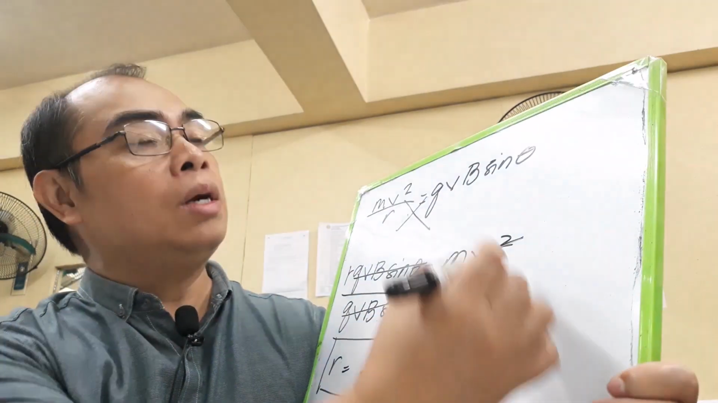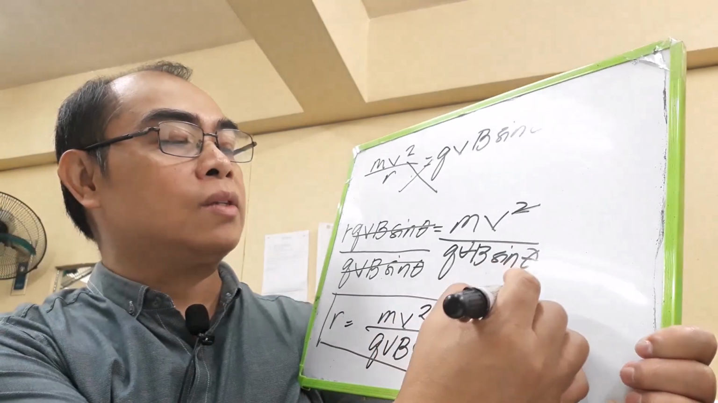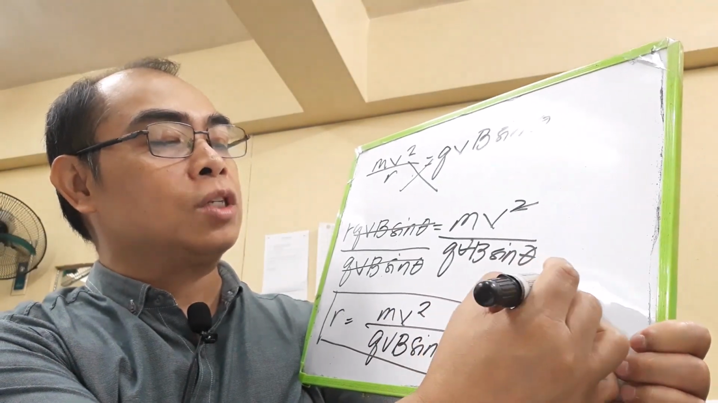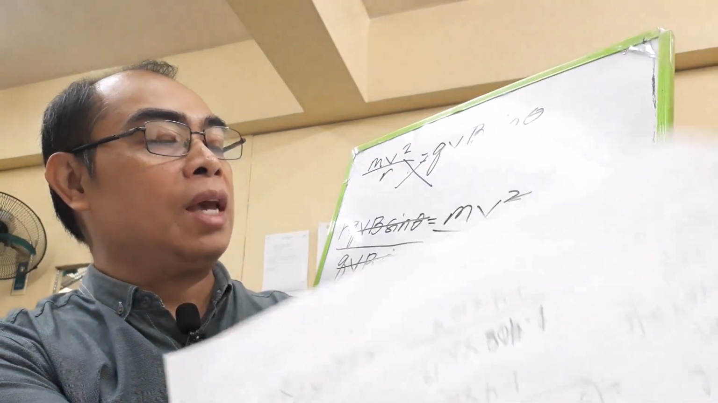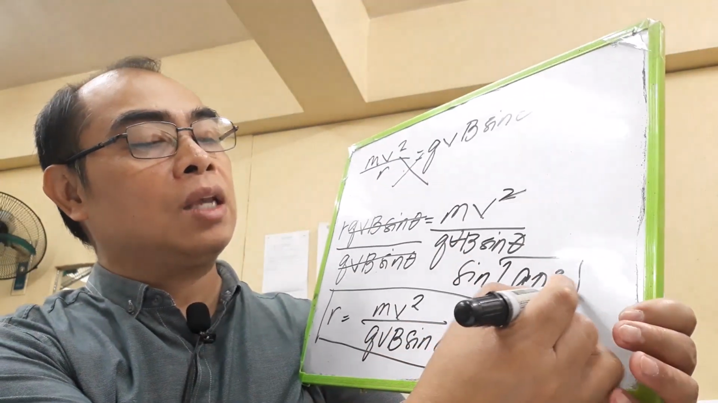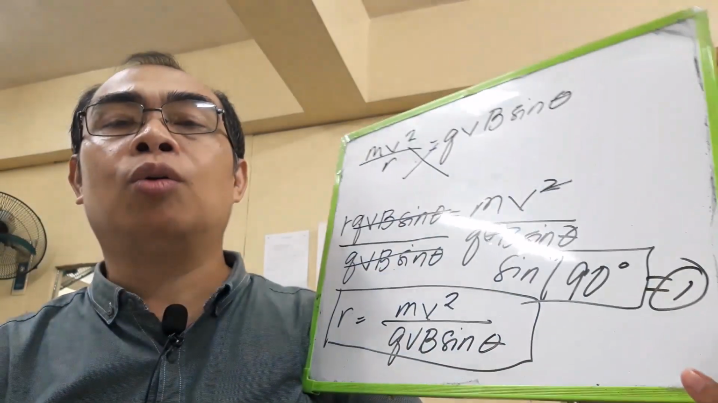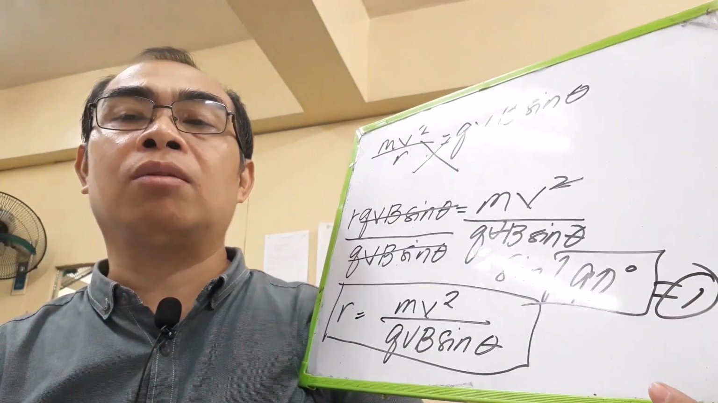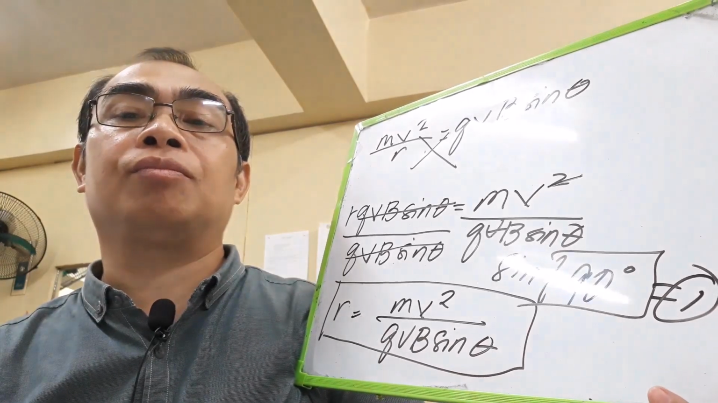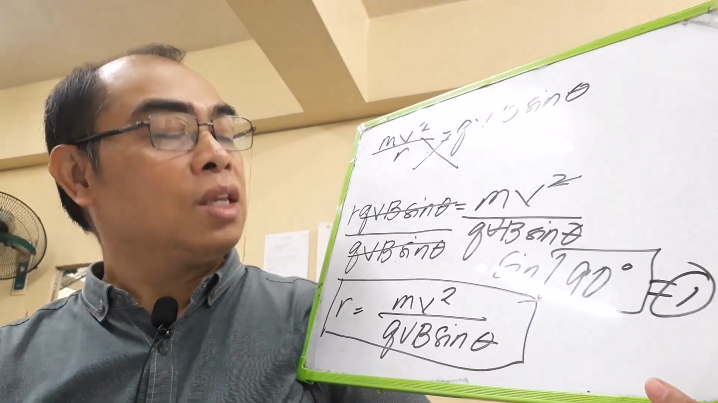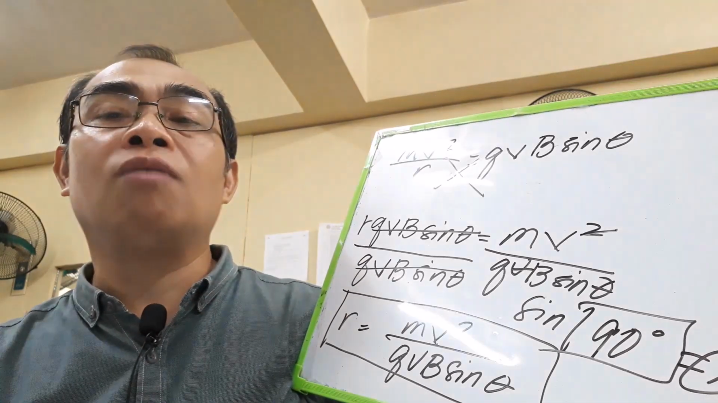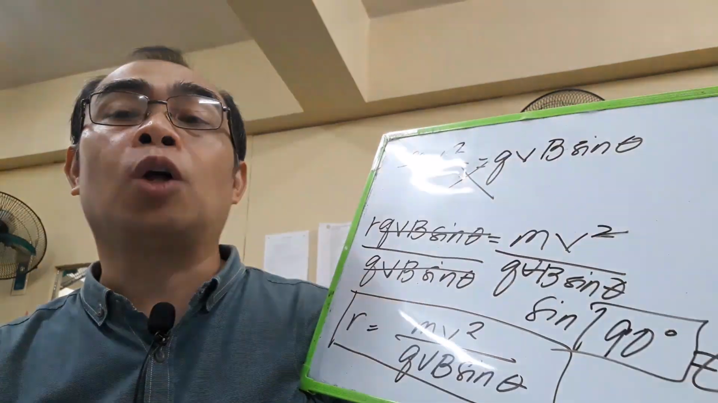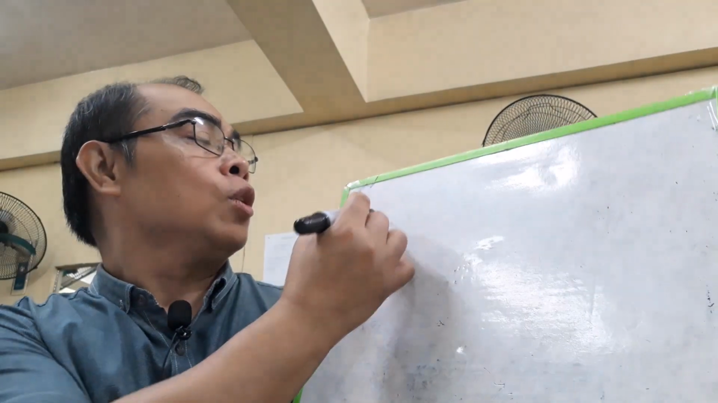So, always remember that our angle is always 90 degrees, which is perpendicular. Okay, perpendicular. So sine 90 degrees is equal to 1. So whatever the number that you will multiply to number 1 is still the same. Okay, so this time let us try to see how we are going to derive the equation in solving mass. So I'll be using the other side of the whiteboard.